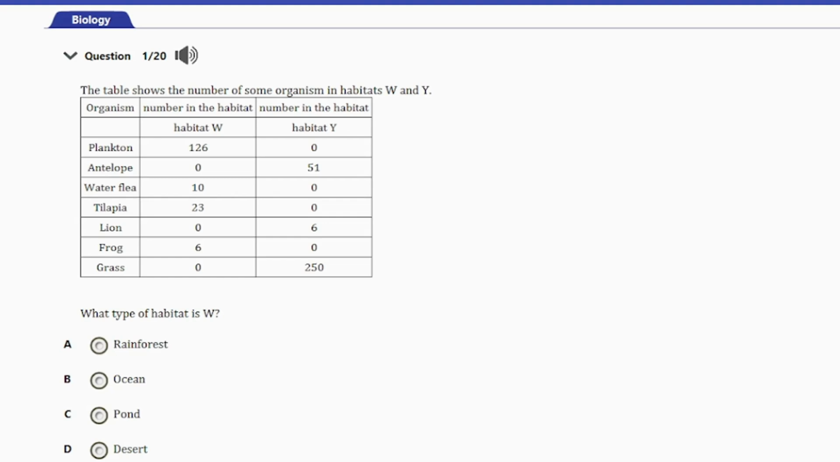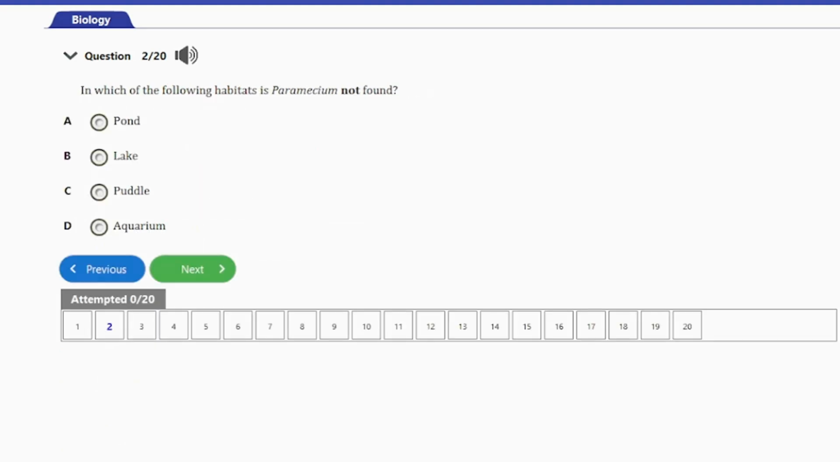The question says, what type of habitat is W? A, rainforest, B, ocean, C, pond, D, desert. With this, we can tell that this is a pond, and that's option C. Let's go ahead and consider the next question.